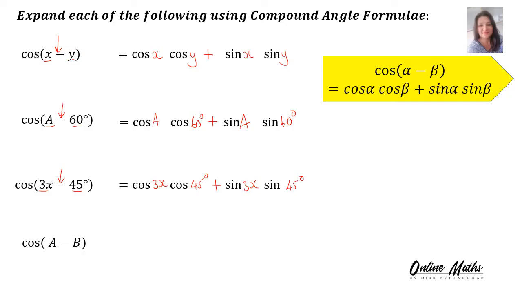And then the last one, cos A minus B. The pattern: cos cos, sin sin. The angles A and B, so you write A, B, A, B. When this is a minus, this is a plus.